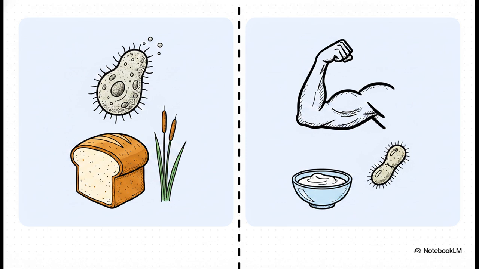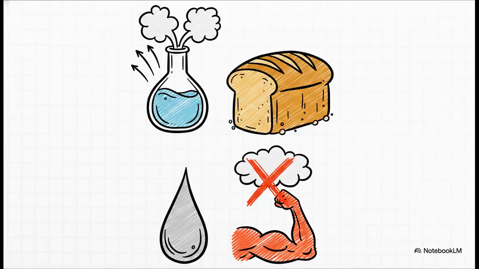Then we have lactic acid fermentation. This is the pathway used by bacteria like Lactobacillus. Yep, the same stuff that gives us yogurt, and by our very own human muscle cells when they hit an oxygen debt during vigorous training. So here is the crucial distinction, and honestly, the absolute key to solving our SPM question. It's all about the byproducts.